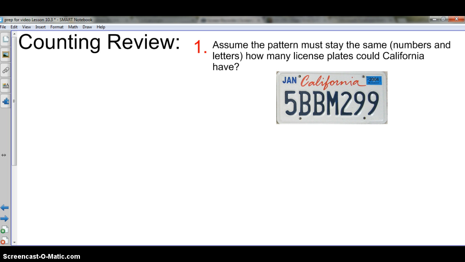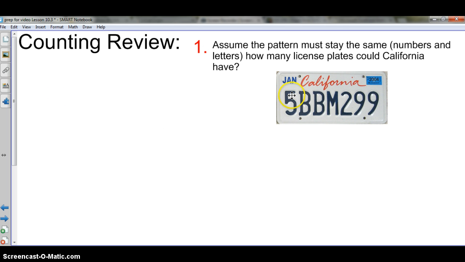Okay, we talked about probability yesterday, but really probability is a counting question. It's just 2 counting questions, one for the numerator, one for the denominator. That's how you get probability. So if you're solid in your counting, you should be all right with your probability. So that's where we're going to start today.